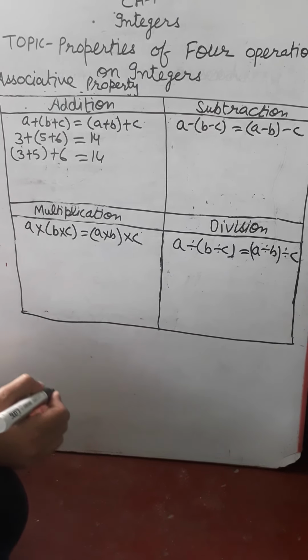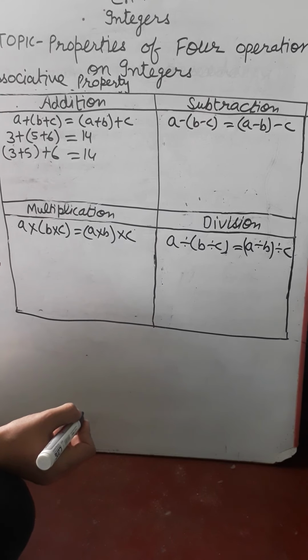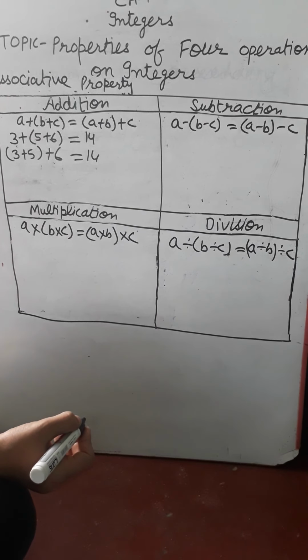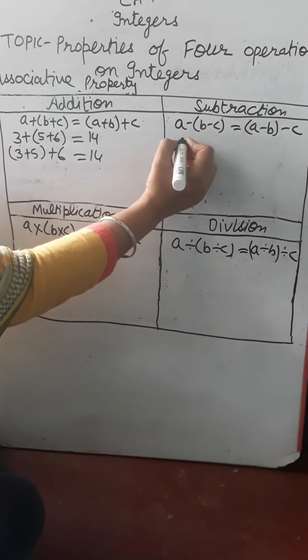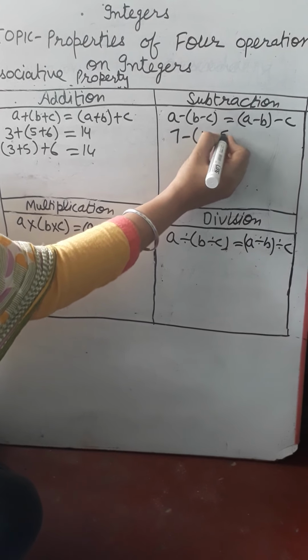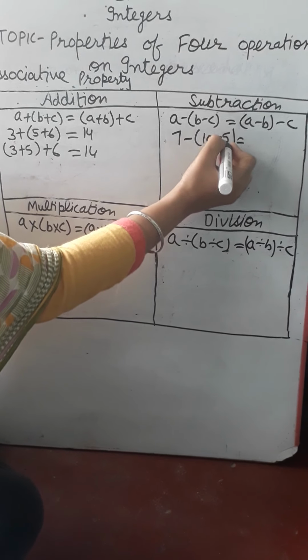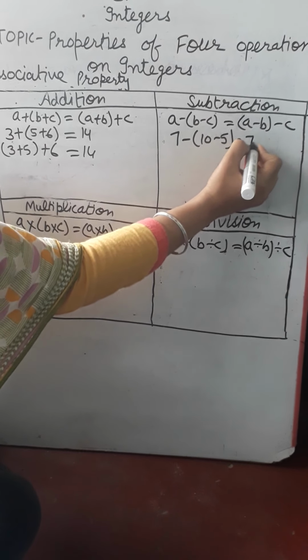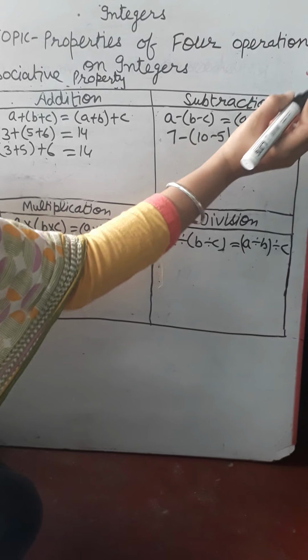Next, we have subtraction. Subtraction is not associative for integers. Let me take an example. 7 minus 10 minus 5. 10 minus 5 is 5. 7 minus 5, what will we get? 2.